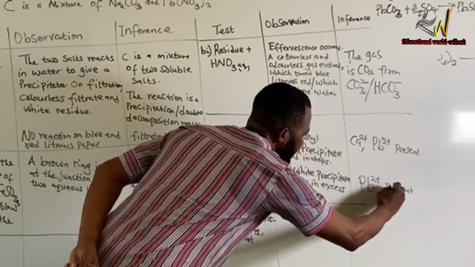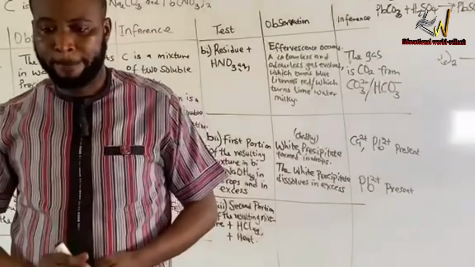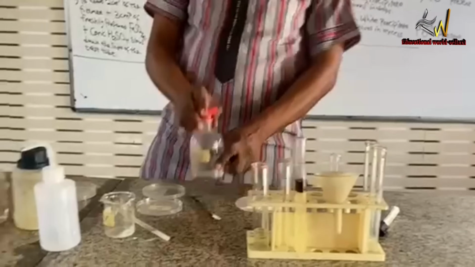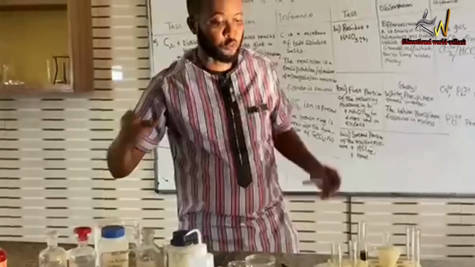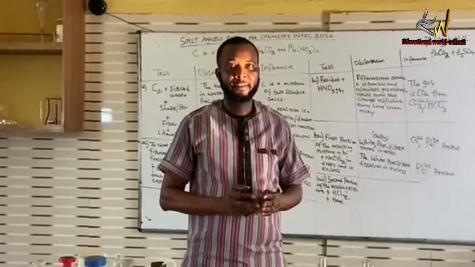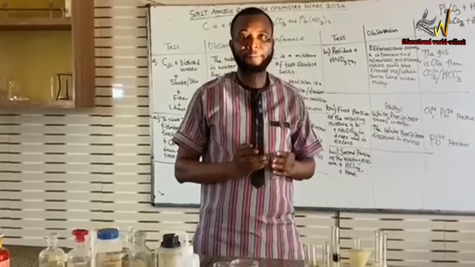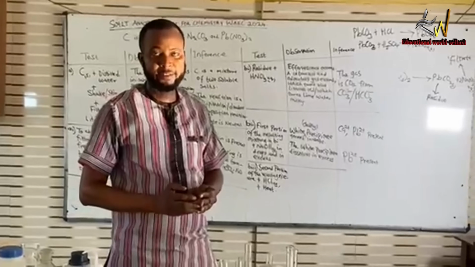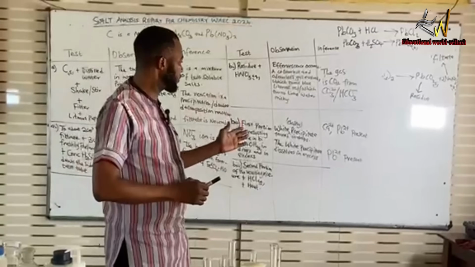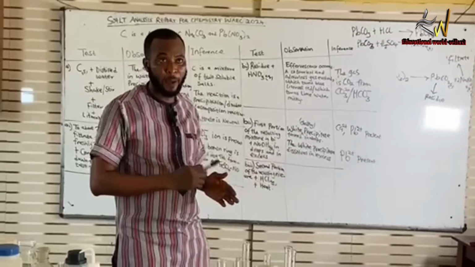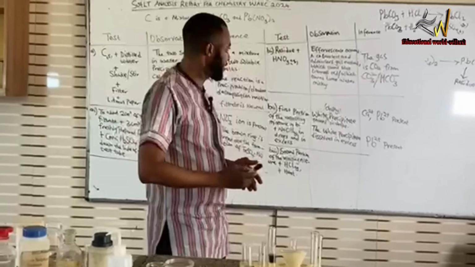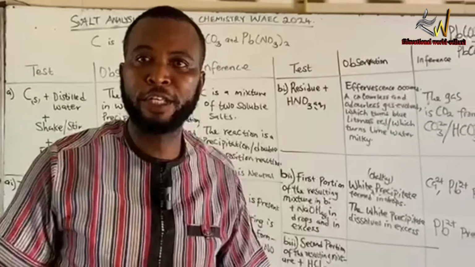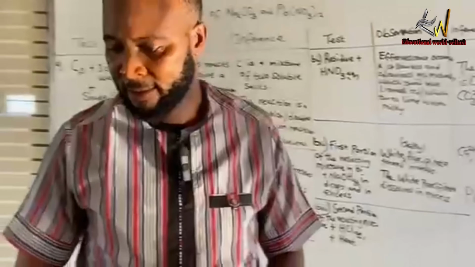Now I don't think they will ask you for ammonia, but if they do, in drops of ammonia it will also form a white precipitate. In excess, the white precipitate will remain insoluble. So in few drops the white precipitate is lead 2 ion, and in excess the white precipitate is still insoluble, it is still lead 2 ion. So I don't think they may ask that aspect.